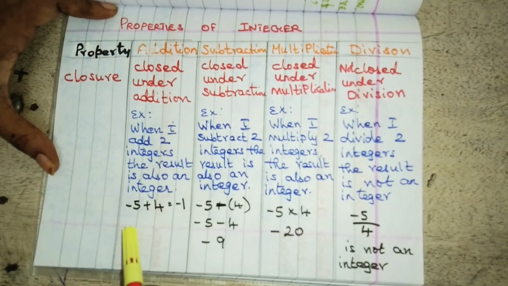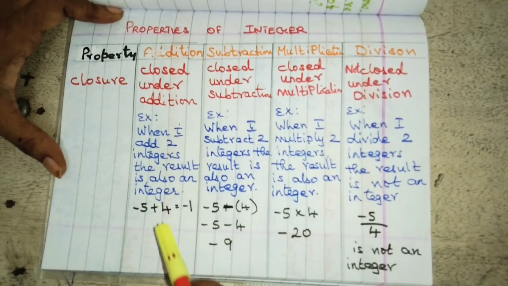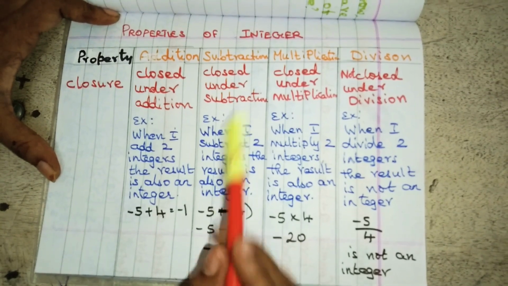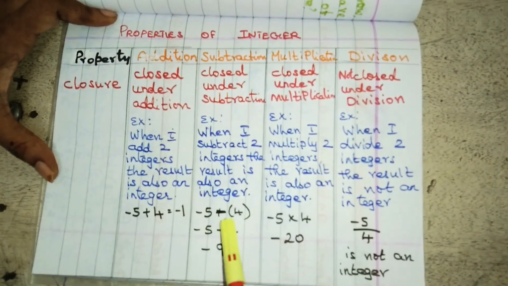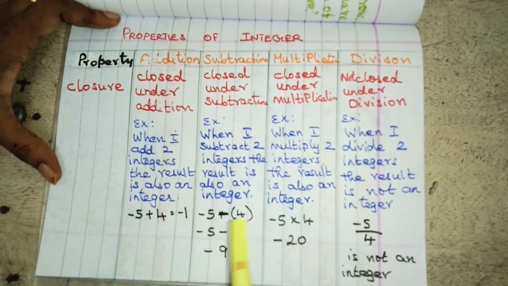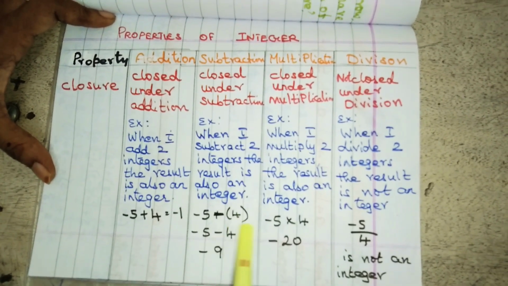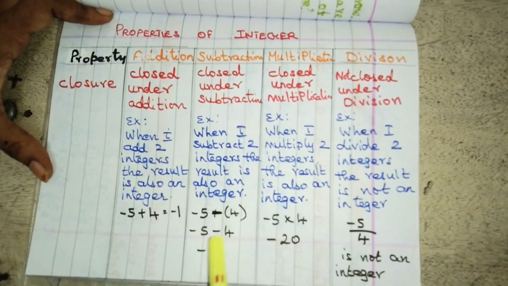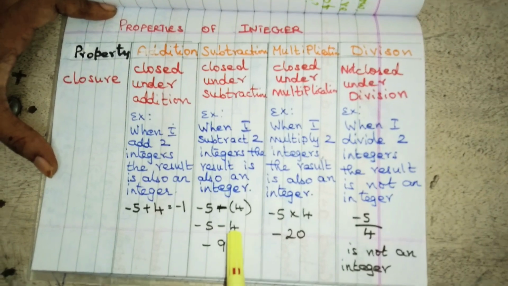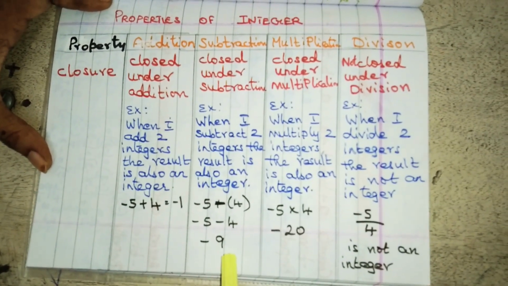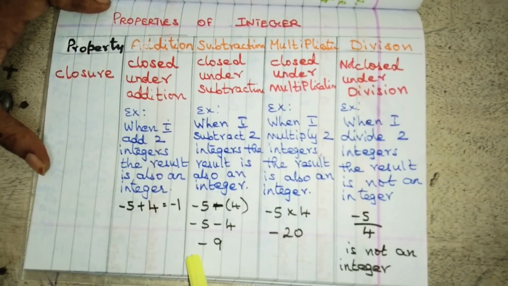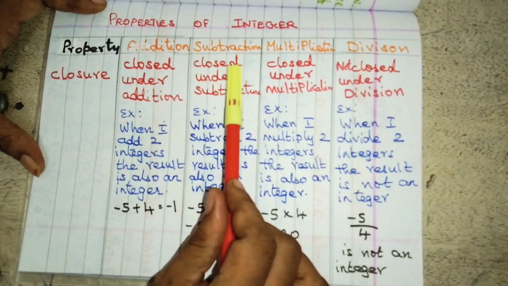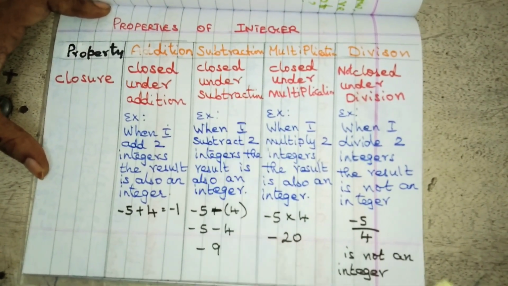So I have taken the same example, minus 5 and plus 4. Here I am going to subtract it. So I have just written the plus 4 inside the bracket. So minus 5 minus of plus 4. Plus into minus is minus. So minus 5 minus 4, the answer is minus 9, which is an integer. So it is closed under subtraction.